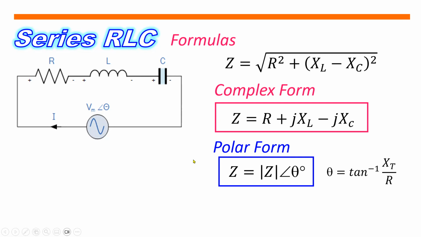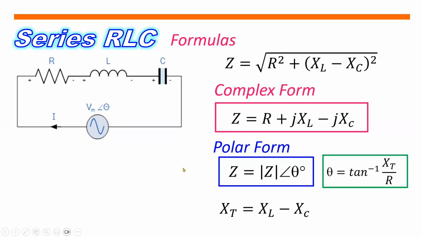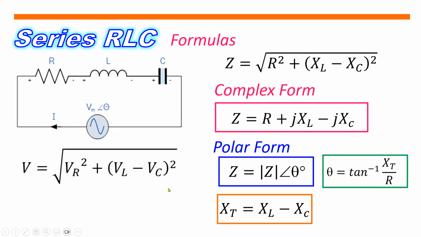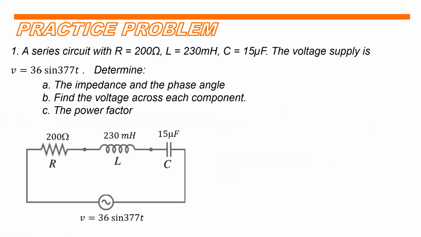That is theta is equals to arctangent, total reactance over the resistance. And to solve for the total reactance, that will be equals to X sub L minus X sub C. We have also the equation for the voltage and for the current using Ohm's law. And let's have practice problem number 1.